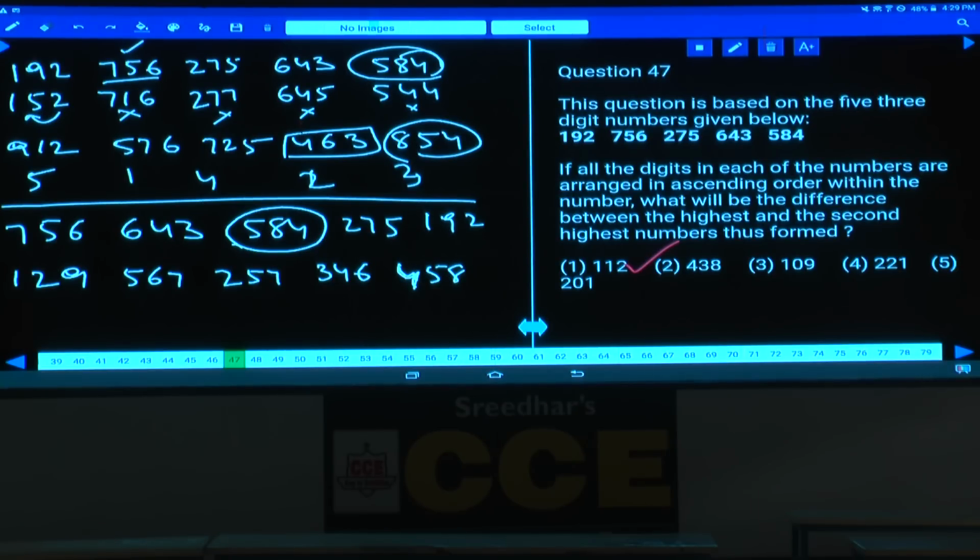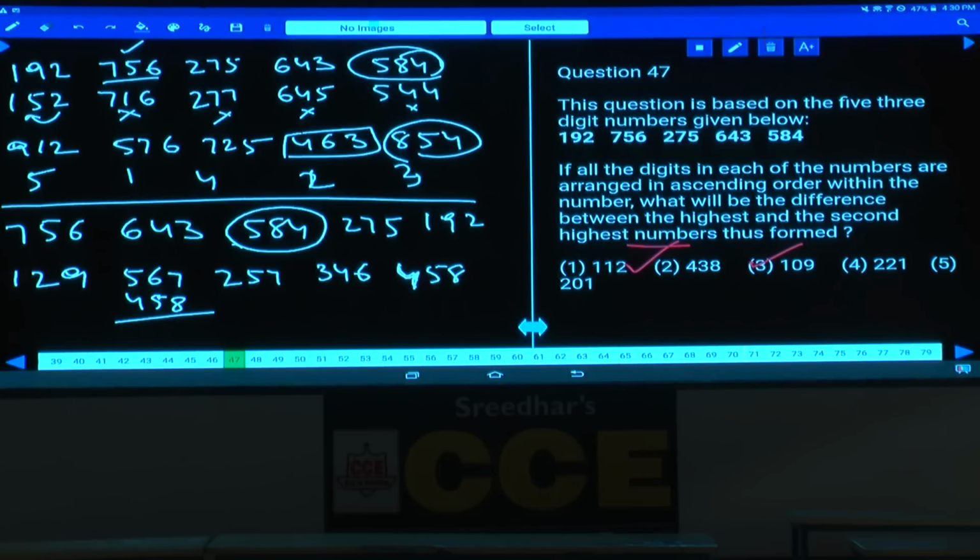Then if all the digits in each of the numbers are arranged in ascending order within the number, what will be the difference between the highest and the second highest numbers? Highest number, what is the highest number here? 568, and the second highest 458. Then what is the difference between these two? Tell me what is the difference between these two here? The difference between these two is 109, and it is given in choice 3. Question number 47, choice 3 is the answer.